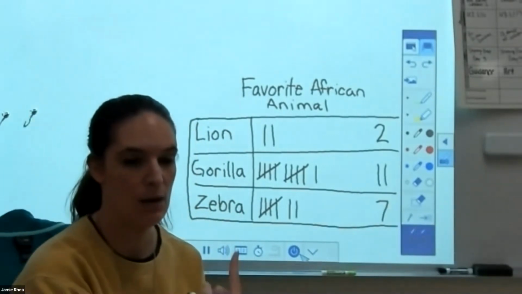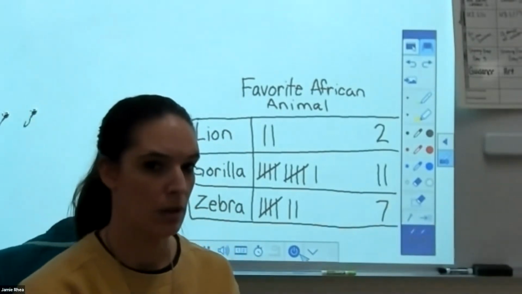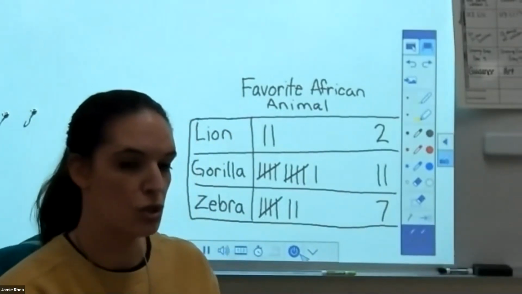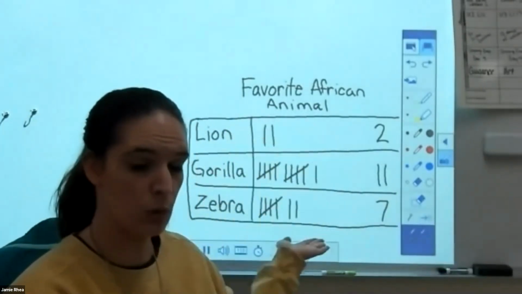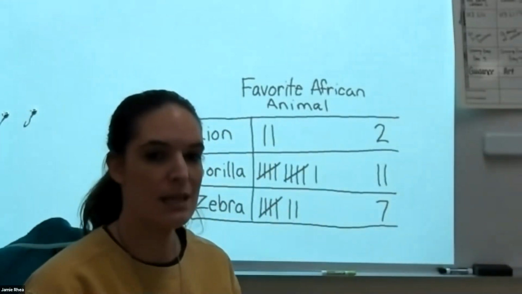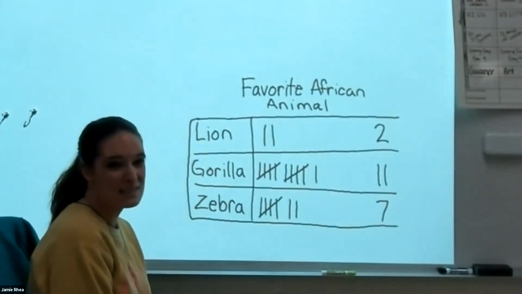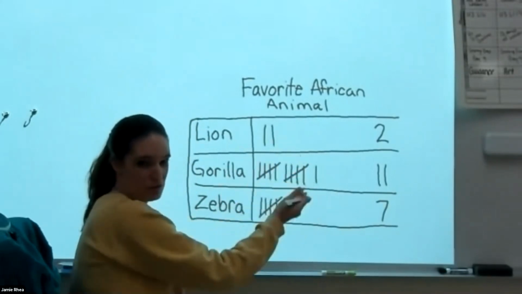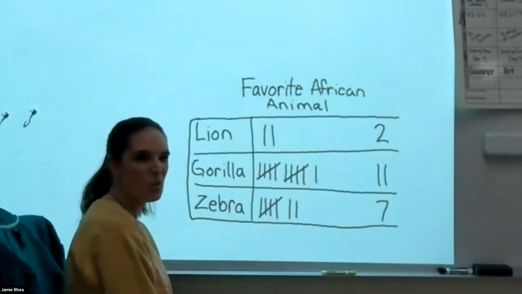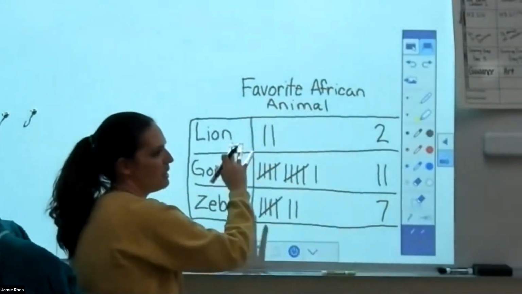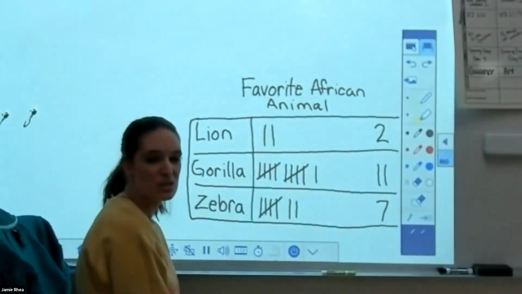Okay, now we have what our animal chart or data table would look like. Now we need to come up with a question that we can ask our classmates using this table. So what kind of question could I come up with that goes along with this chart?